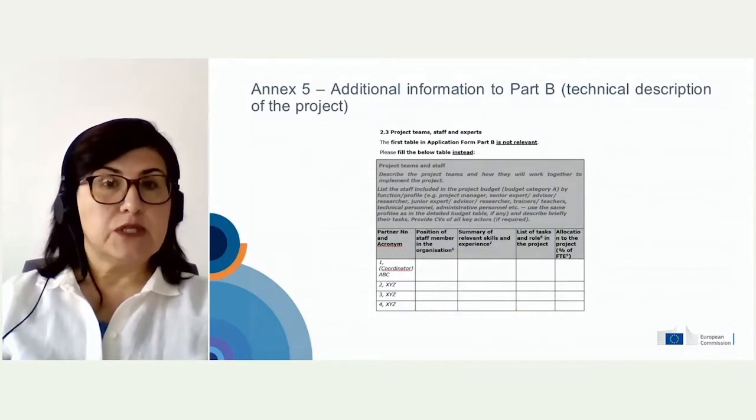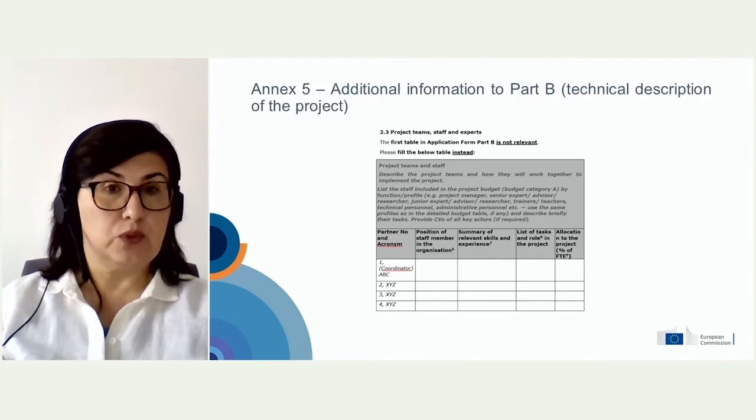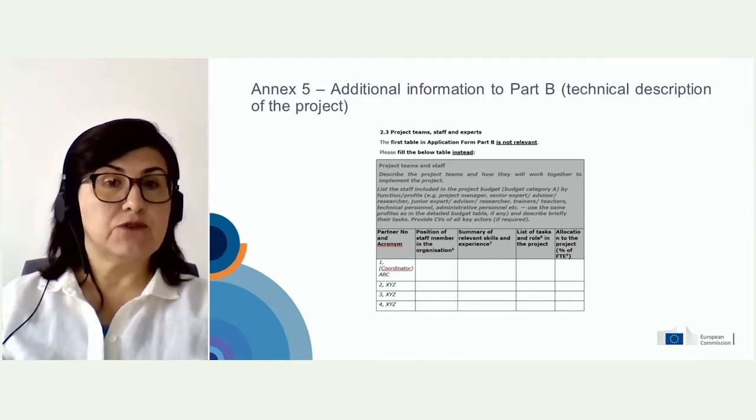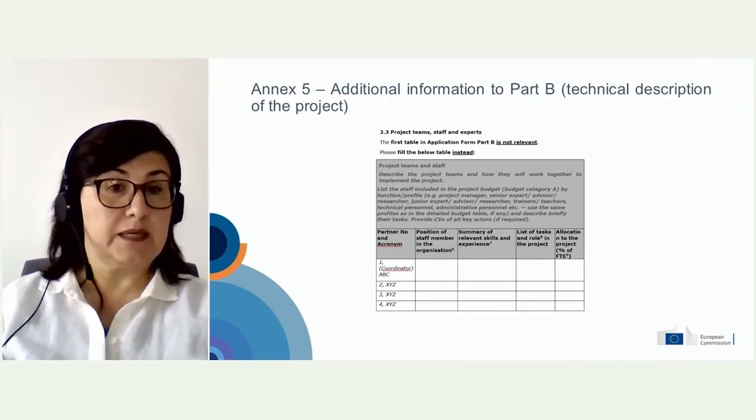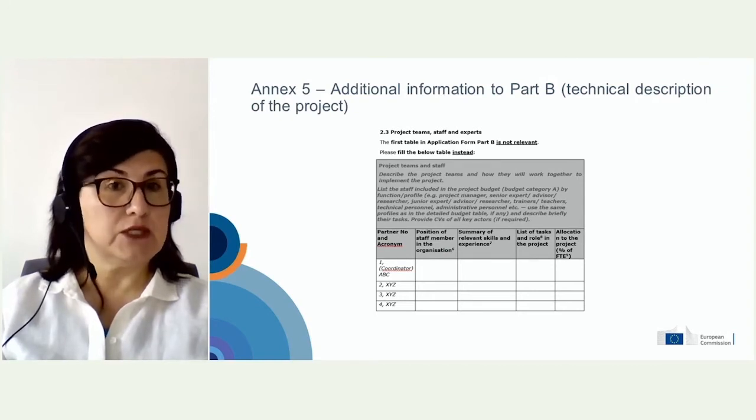Apart from the detailed budget table, you will be required to encode the data also in Annex 5 and in other parts of the templates of the proposal. Please remember, in the case of personnel, to be consistent with the data you will include in Annex 5 and the additional information related to the technical description. Here you are requested to indicate the position of the staff member, the skills, the tasks, and this table, as said, has to be coherent with the data you encode in the budget table.